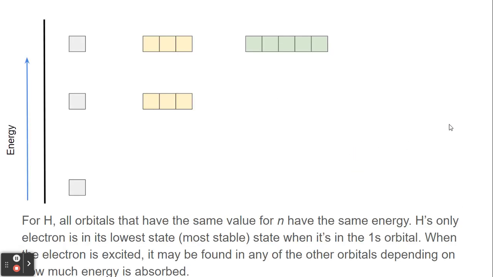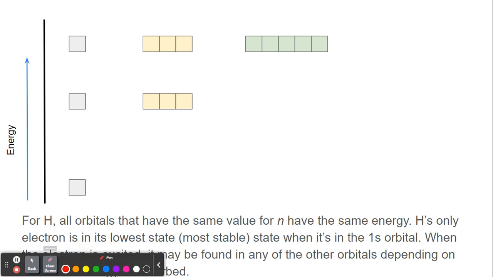So take a look at this energy diagram. This shows us the difference in energy levels for hydrogen orbitals. For hydrogen, all orbitals that have the same value for n have the same energy. Hydrogen's only electron is in its lowest state, the most stable state, when it's in the 1s orbital. When that electron is excited, it might be found in any of the other orbitals, depending on how much energy is received. Okay, this little diagram might be a little hard to interpret.